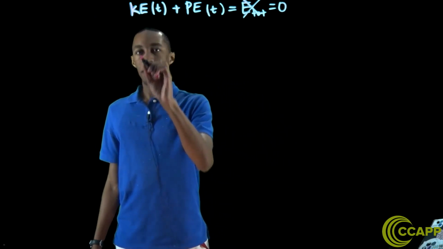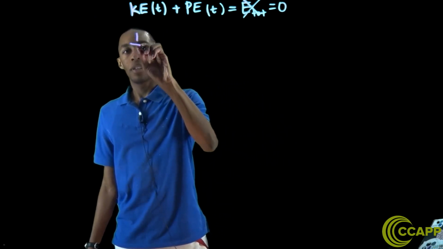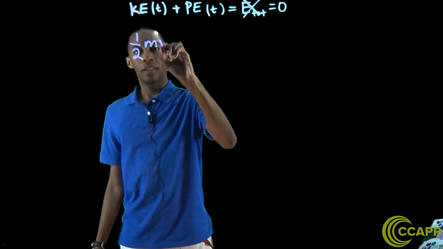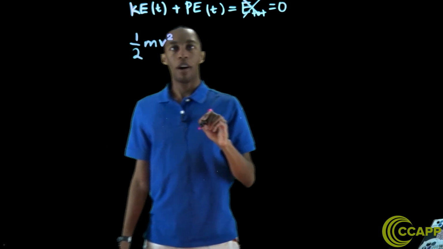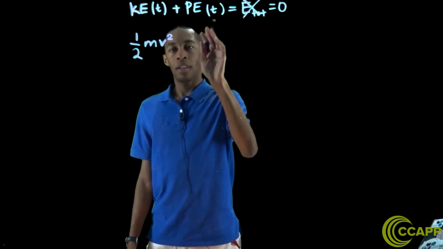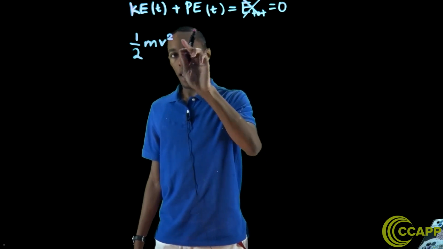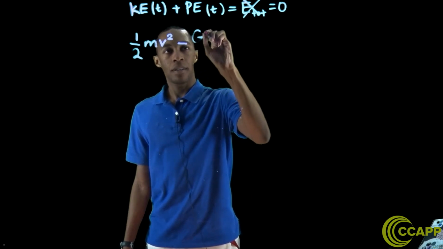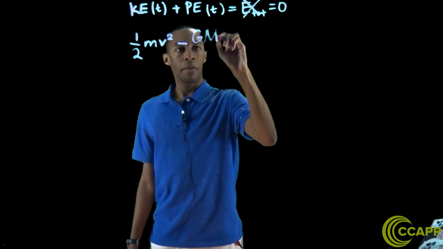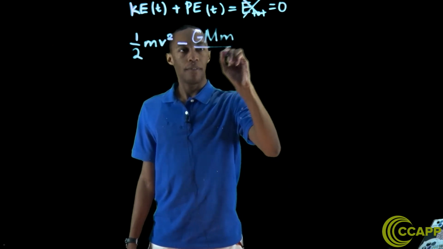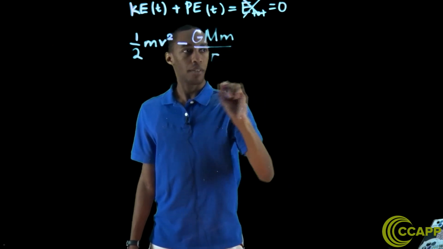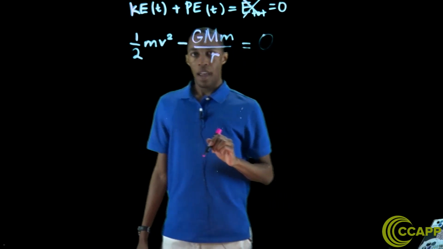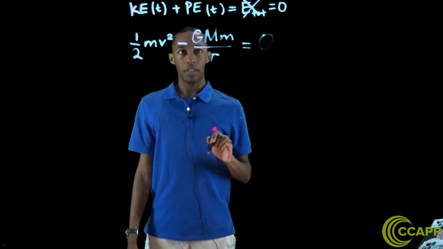So our kinetic energy, once again, as before, is just the standard 1/2 the mass of our object times its velocity squared. Our potential energy, which we're adding, is going to be a negative number, so I'm just going to put a subtraction here, and we have G, the mass of our black hole, the mass of the object, divided by the radius of the object, and that thing is equal to 0. And we proceed similarly to before.